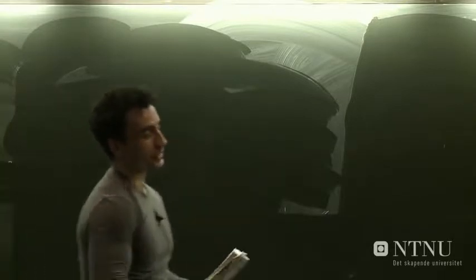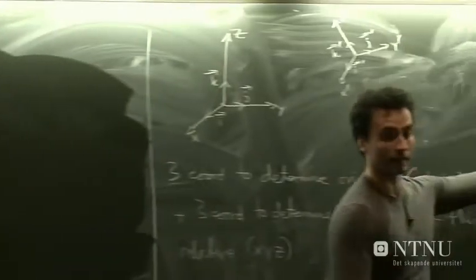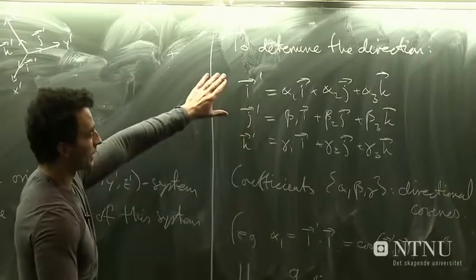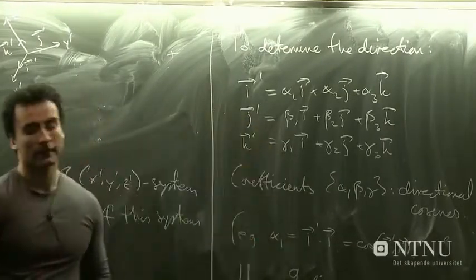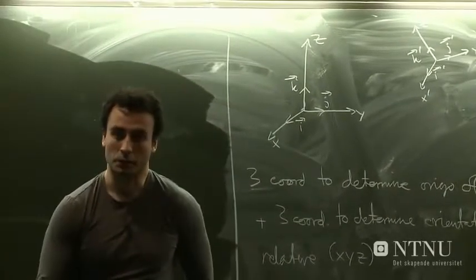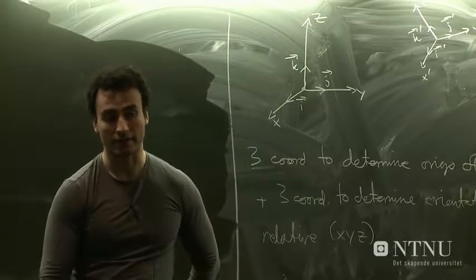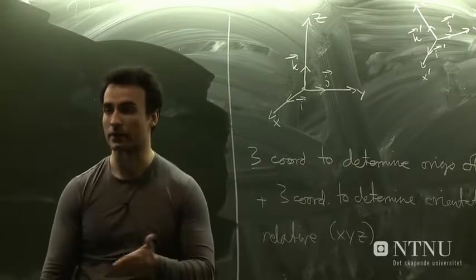So these directional cosines seem pretty neat. I mean, we can write them up in a pretty compact way like this, relating any vector in the prime system to the original system. So could we use the directional cosines as our generalized coordinates if we wanted to write down the Lagrangian?